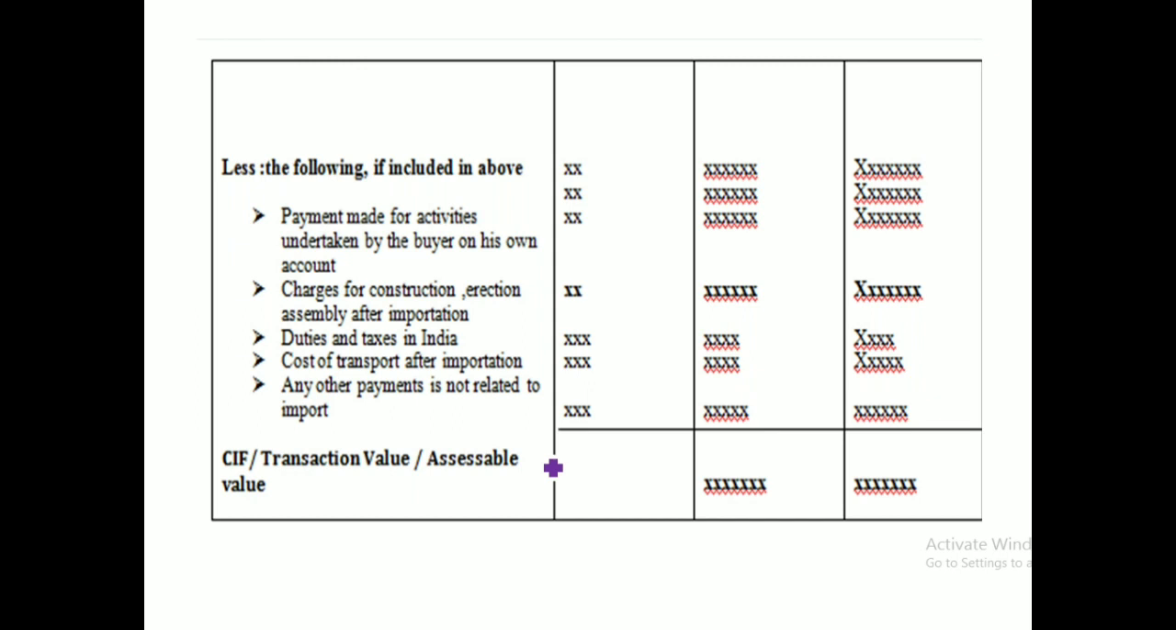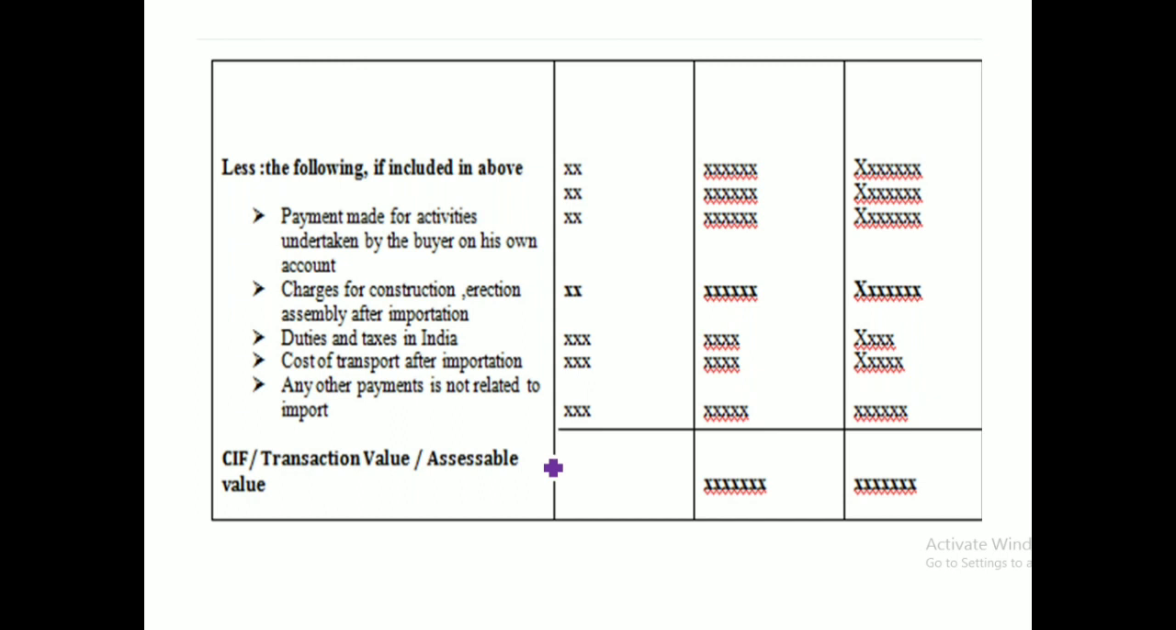Whatever expenses have been incurred from the exporter's place to the importer's place, all those expenses we will add. If any expenses are incurred after getting the goods to our country, they are not allowed. If they are included in the above, what we just need to do? We just need to deduct. Okay, if they are not included, just ignore.